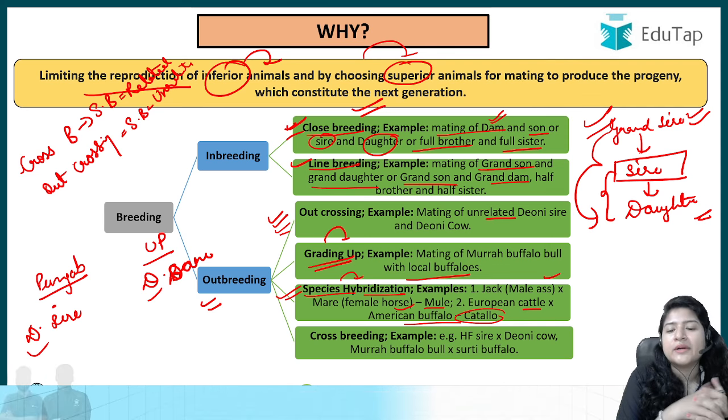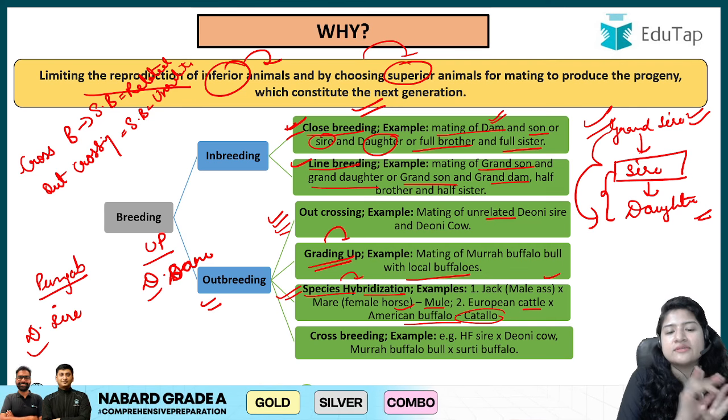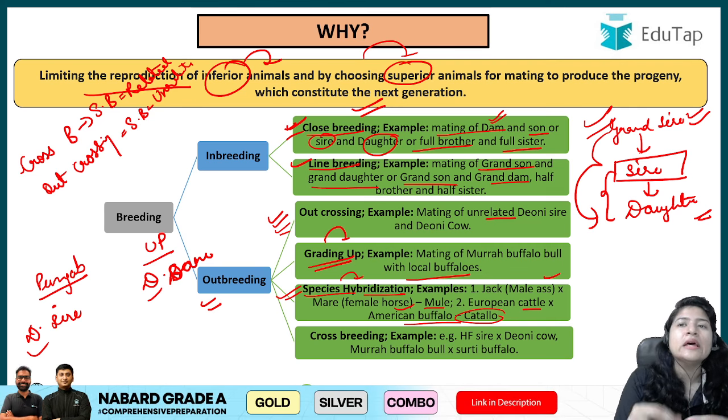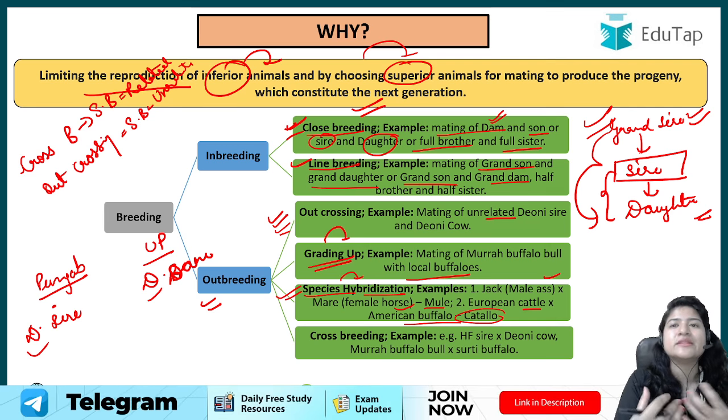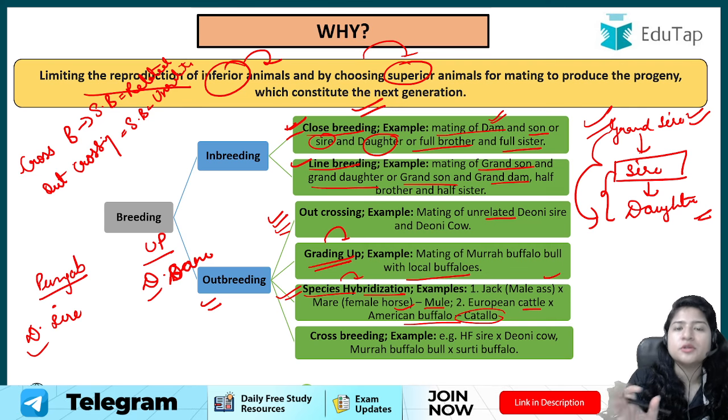तो ऐसे बनाए हैं, but what happens in these cases, species hybridization specifically, that the progeny that is being developed, it is usually sterile, means they can't reproduce, because they have been made from different species altogether, so the reproductive organ is not that much developed. ठीक है, तो that is species hybridization.